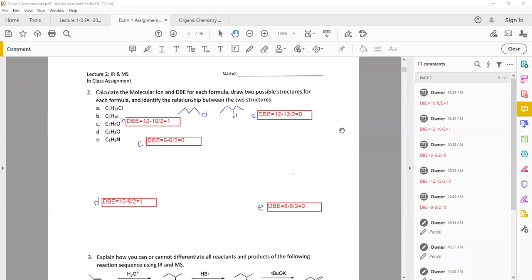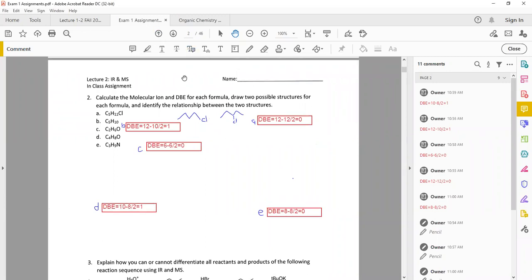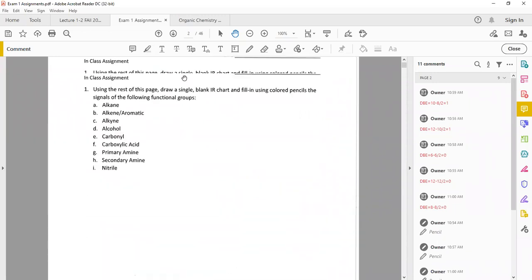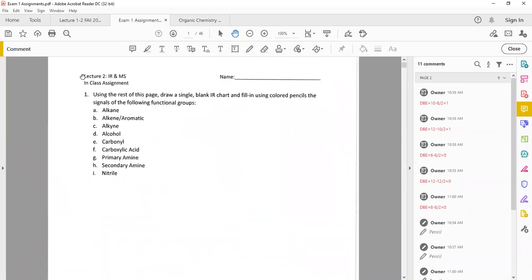Coming back now, when you open the file in the exam one assignment, it will tell you about lecture number two. So basically it's covering mass spec and IR in this area. Sometimes you will see that I label most of the pages to show what area you need to look at in the book or in the PowerPoints, okay?